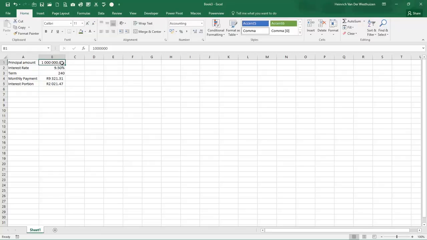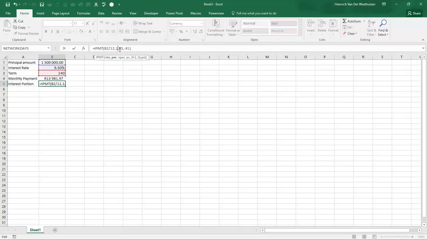I can then change and say, if I want to look at a house for 1.5 million, let's just add a few extra zeros on there. So if I bought for 1.5 million, my monthly repayment would be 13,000. Interest portion's only 3 at month 210, but let's have a look at month 1. And then the interest would be 11,000 there at month 1. So you can see it's almost totally interest.